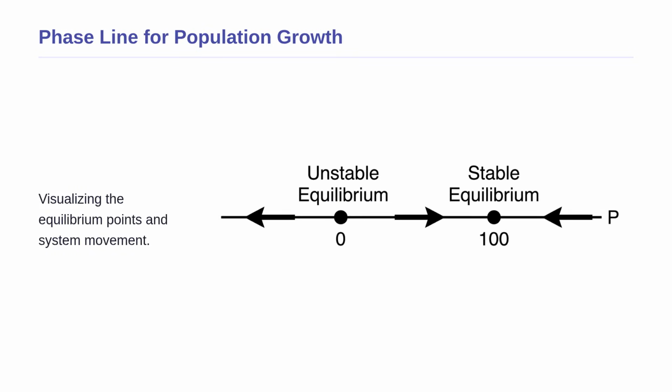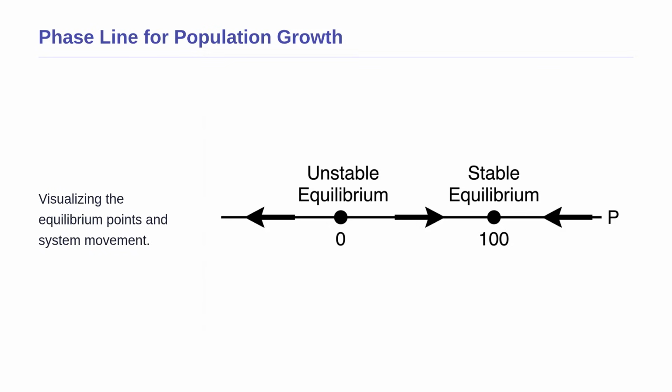Now that we have calculated these points, let us visualize them using a tool called a phase line. The horizontal line represents the population size. The dots at 0 and 100 are the equilibrium points we just found, where the system is at rest. The arrows show what happens if the population starts near these points. Notice that arrows point toward 100, meaning the population naturally moves toward this balance. We call this a stable equilibrium.